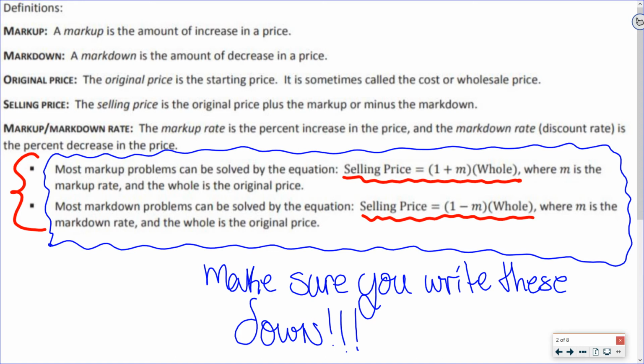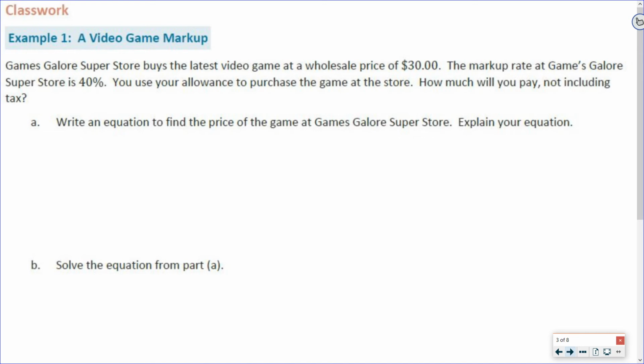All right, let's go to our first problem. We worked on this in class, so let's go ahead and refresh ourselves. Games Galore Superstore buys the latest video game at a wholesale price of $30. The markup rate at Games Galore Superstore is 40%. You use your allowance to purchase the game at the store. How much will you pay, not including the sales tax? Well, we're not worried about the sales tax. All we're worried about is what the cost is going to be for me to buy it from my allowance.